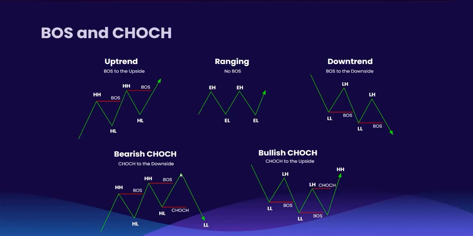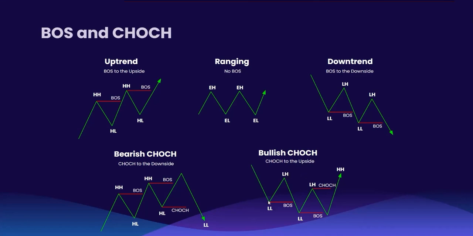But then at some point, price breaks below the higher low that was formed, to create a new lower low. This is a change of character. This indicates a change in trend, and then we are expecting price to create a lower high, lower low, lower high, lower low. Exactly the same with a bullish change of character, a change of character to the upside.